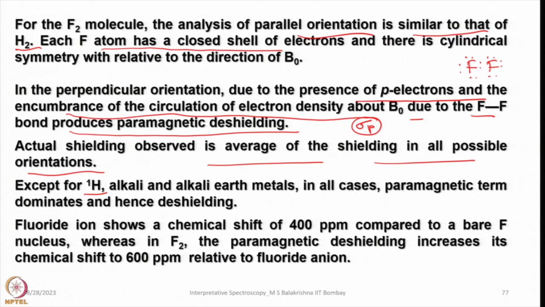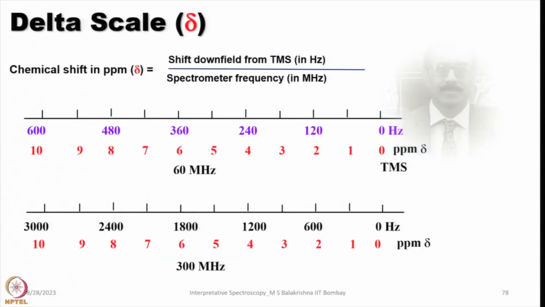Fluoride ions show a chemical shift of 400 ppm compared to the bare fluorine nucleus, whereas in the case of F2, the paramagnetic deshielding increases the chemical shift by 600 ppm relative to the fluoride anion. So you can see the remarkable contribution coming from the sigma p term because of the hindered circulation of electron density as a result of p electrons. This gives you some idea about paramagnetic deshielding and diamagnetic shielding, and also why in the case of 1H and alkaline earth metals we have a short chemical shift region, whereas for other nuclei we have a long range of chemical shifts.